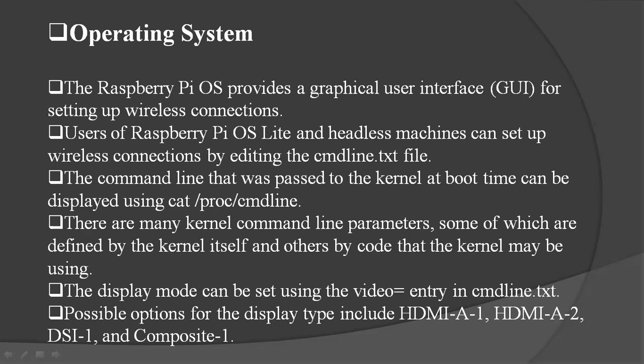The Raspberry Pi operating system, OS, provides a graphical user interface, GUI, for setting up wireless connections. Users of Raspberry Pi OS Lite and headless machines can set up wireless connections by editing the cmdline.txt command line text file.